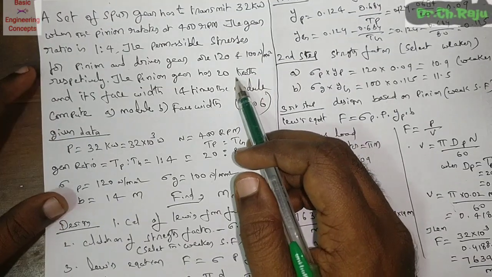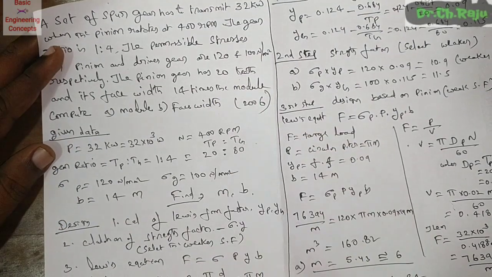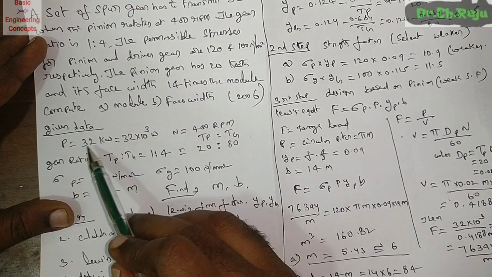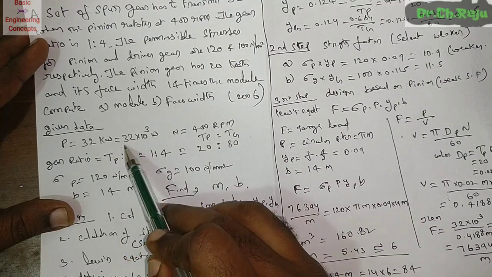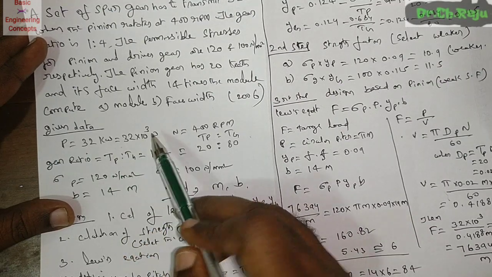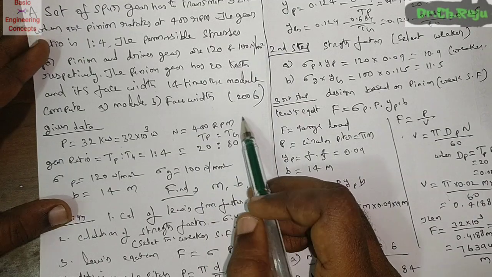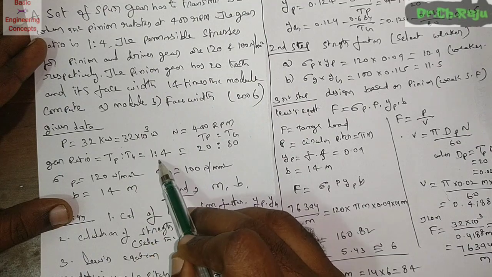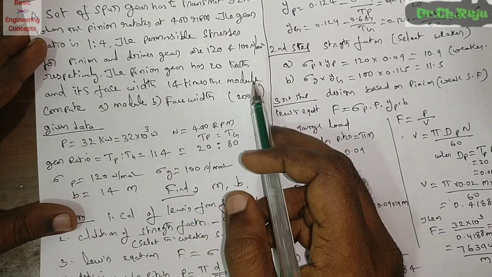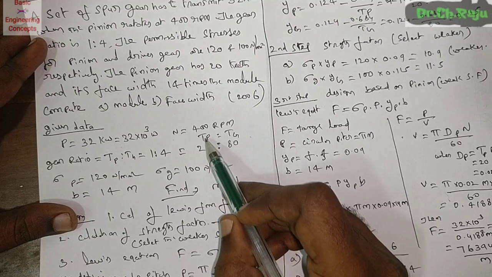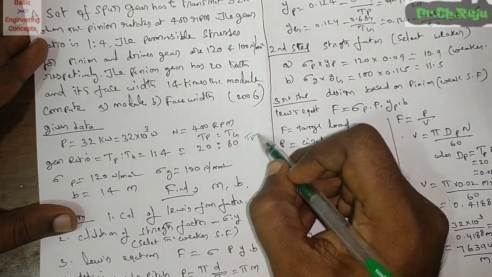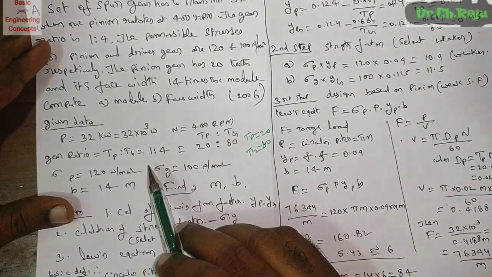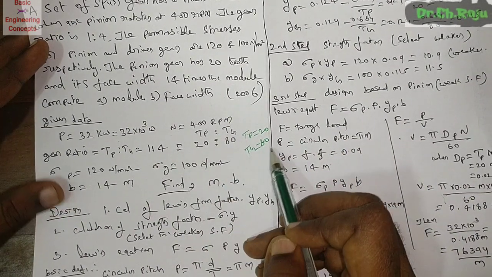So this is also the same kind of problem as the previous one. Here power is given as 32 kilowatts, which is converted into watts, that is 32 into 10 cube, and speed is given as 400 rpm. The gear ratio is given as 1:4, so TP to TZ is 1:4. As the teeth on the pinion TP is 20, then TZ is equal to 80, as the gear ratio is 1:4.